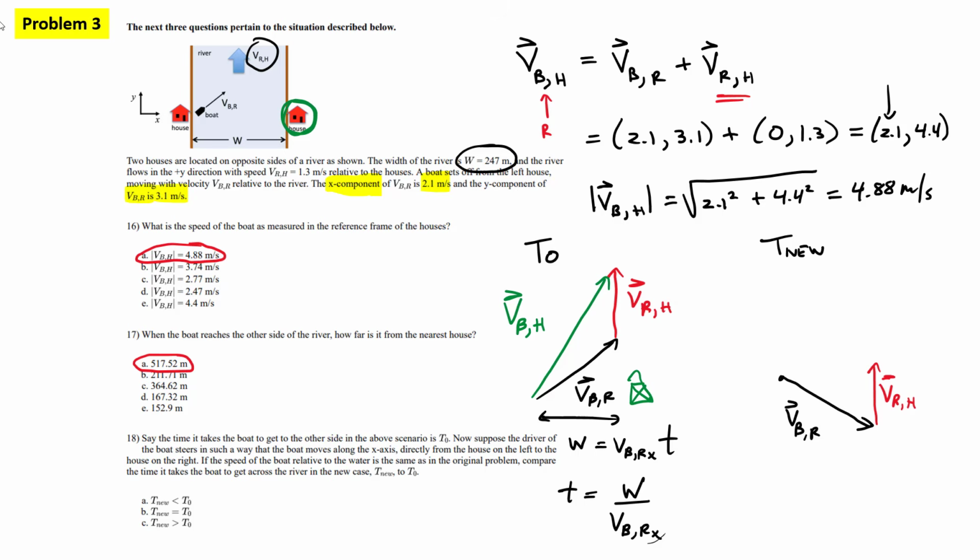That's going to mean that the velocity of the boat relative to the house is simply going to be in the horizontal direction. So we have to compare the x component of this vector right here. It's only going to be whatever the x component of this guy is. Now what you're going to see here is that the y component has to be minus 1.3 meters per second. In the first case, the y component was 3.1.